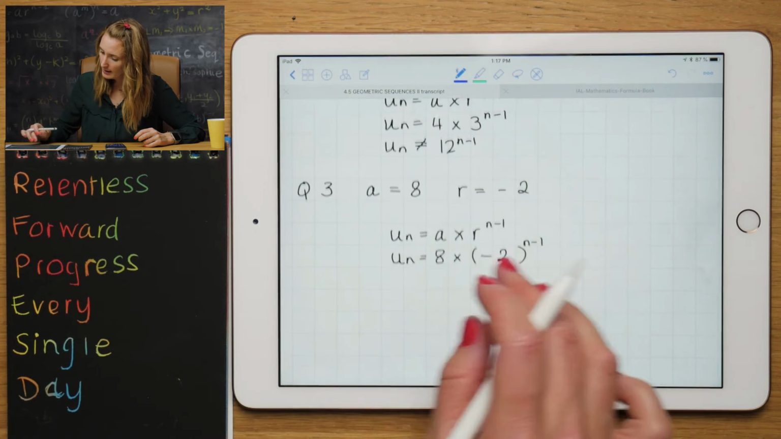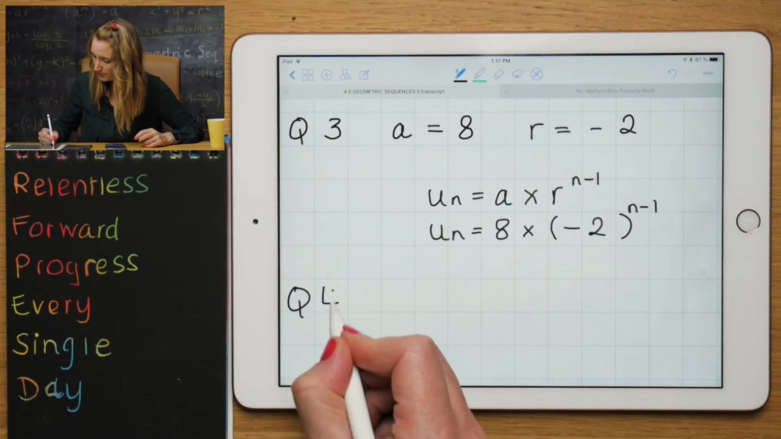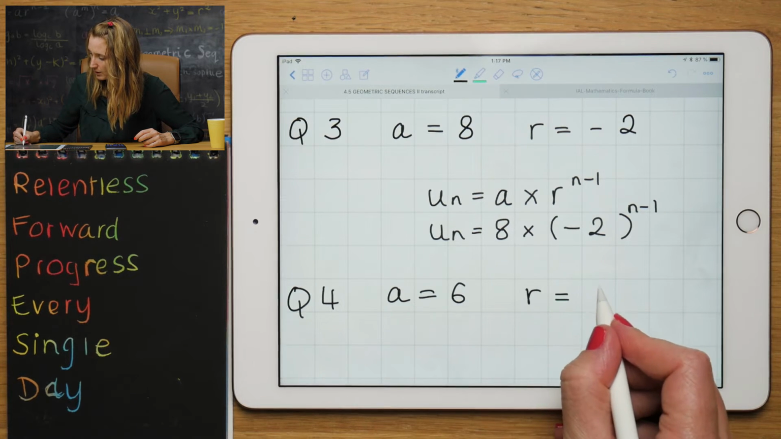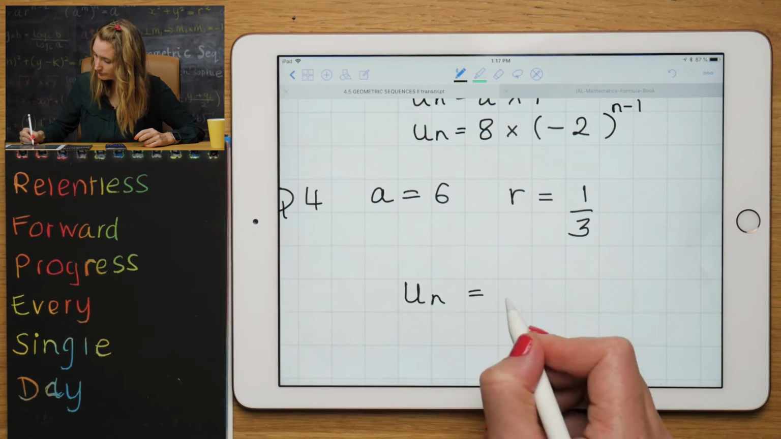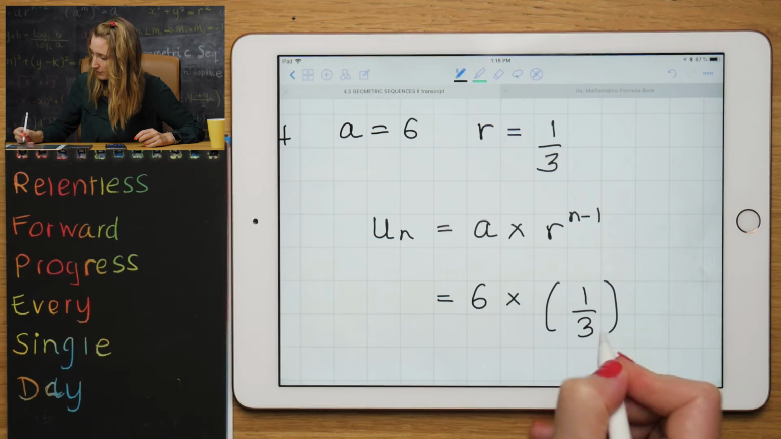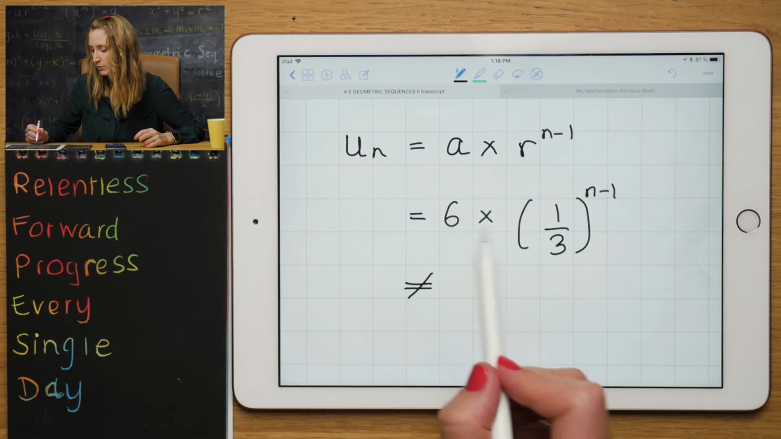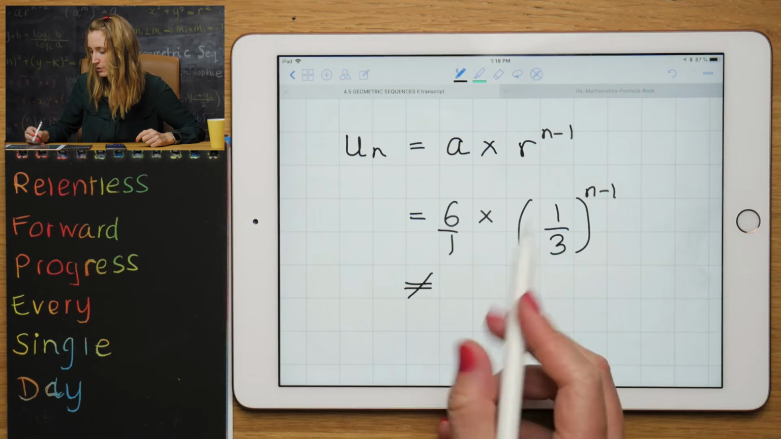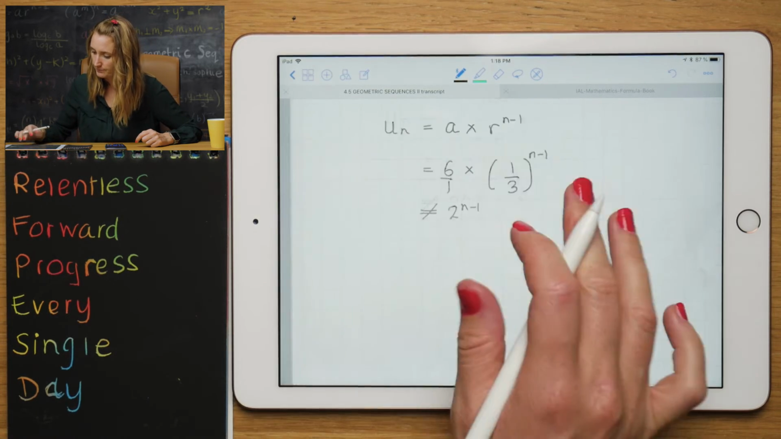So here in question 4, my nth term, I will have a is equal to 6, r is equal to 1 over 3, and my nth term will be 6 times 1 over 3 to the n minus 1. And again, what you do not want to do, what would be incorrect, would be to say 6 times 1 over 3 would be 2, 2 to the n minus 1. You do not want to do that.